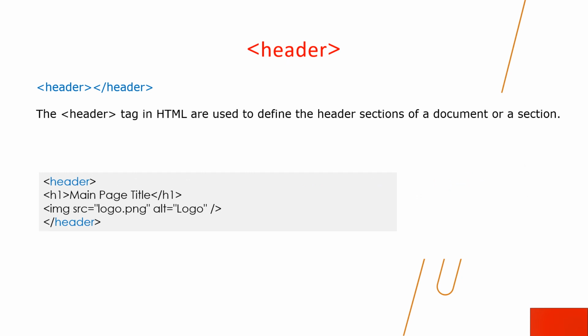The header tag in HTML is used to define the header sections of a document or a section. The header tag represents a container for introductory content or a set of navigational links. A header element typically contains one or more heading elements, H1 to H6, a logo or icon. Please note that you can have several header elements in one HTML document. However, header cannot be placed within a footer, address or another header element.